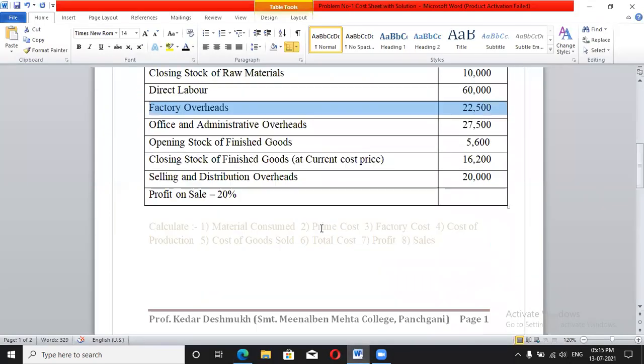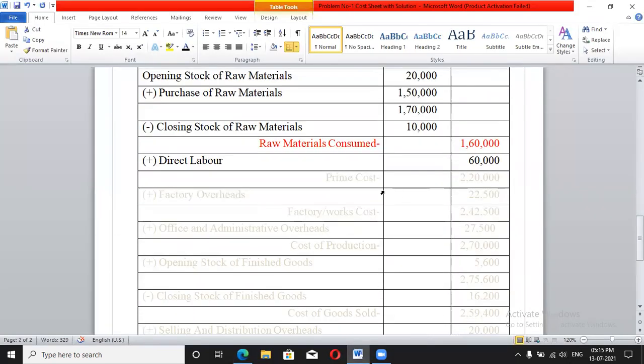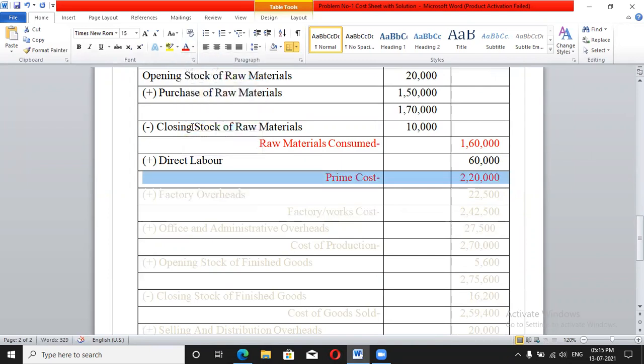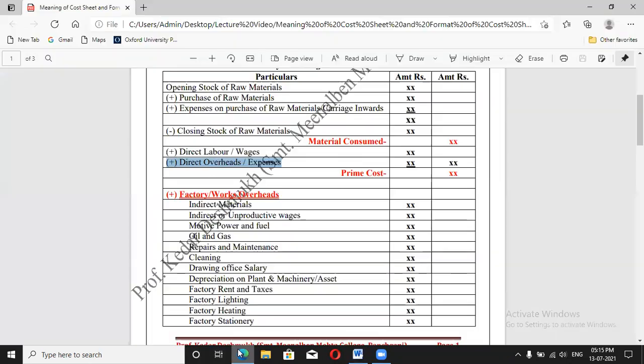So we are going to add the direct labor. By adding the amount of direct labor to raw material consumed, we get the amount of prime cost. By adding the 60,000 to our 1,60,000, we get the amount of 2,20,000. This amount is called prime cost. Then let's see the format.